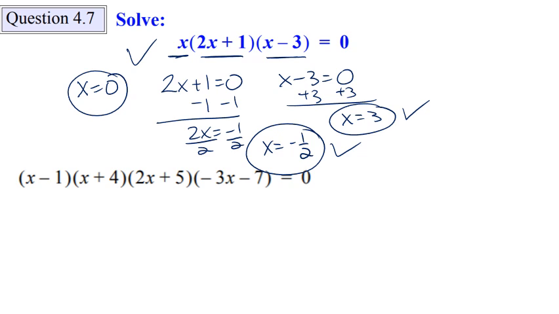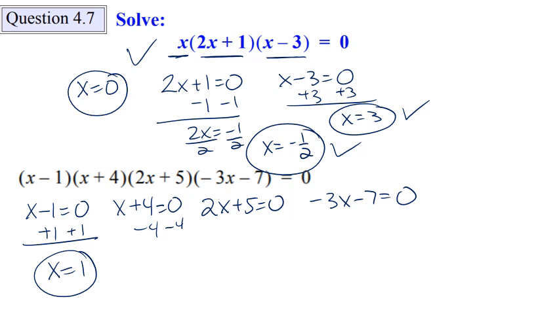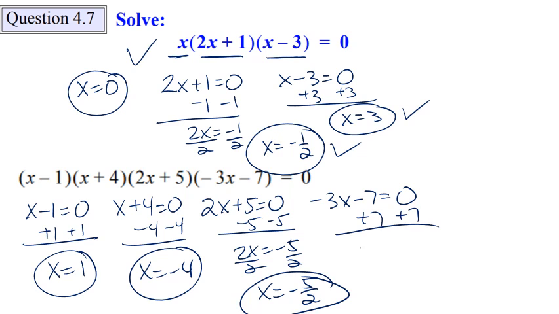So let's take a look at the next one. This one, again, looks intimidating, but all it is is just setting up the problem, just a little bit more work. So I'm setting each part equal to 0. This, by the way, is called the zero property rule. And then this is x equals 1, x equals negative 4, x equals negative 5 halves, and x equals negative 7 thirds.